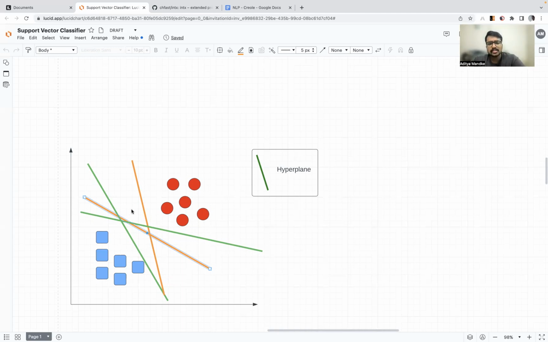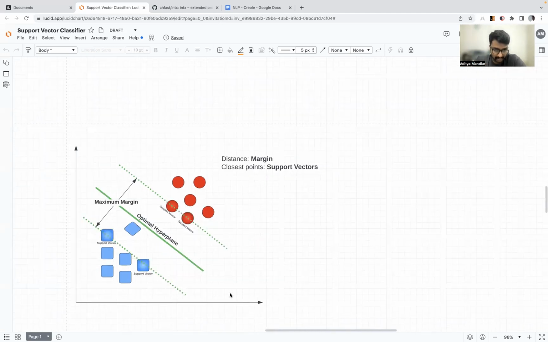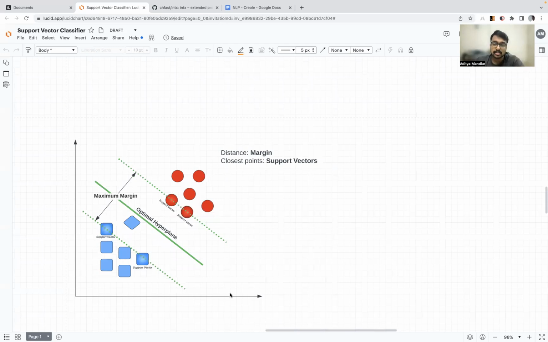What does the maximal margin support vector classifier say? It says put the hyperplane right in the middle. In the case of the maximal margin support vector classifier, the hyperplane is put right in the middle, and it is called the optimal hyperplane. What do I mean by right in the middle? In the middle, we are trying to maximize the margin. What is the margin? The margin is the distance of the hyperplane from the closest points, and these points are called support vectors. So we are trying to maximize the distance from the support vectors.